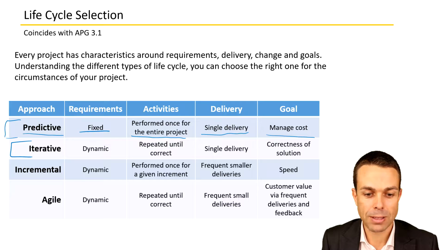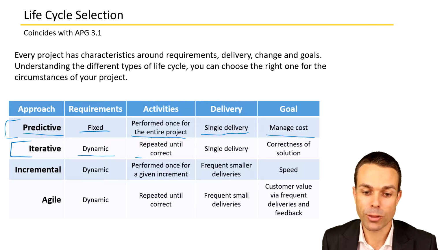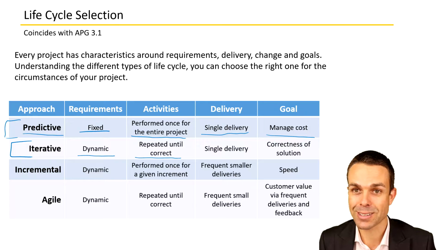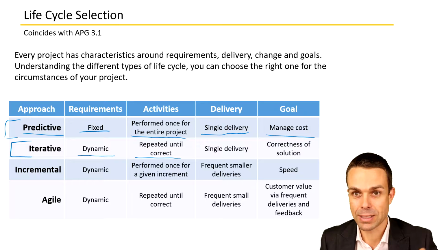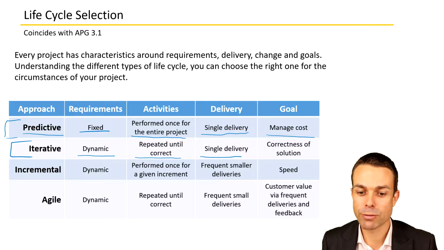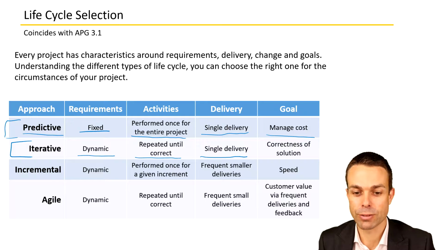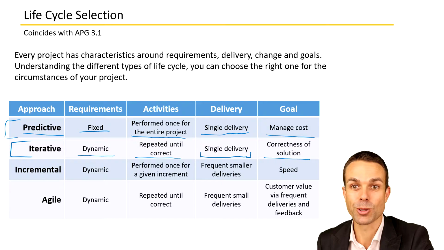First of all, the requirements are dynamic, so they will change. The activities, we repeat those activities until they're correct. So we go over them, we check them out, then we go over them to improve them, check them out again, and improve where we need to. We still have a single delivery, so we're not making frequent deliveries. It's still that single delivery, but it's just repeated until it's correct. And the goal is ultimately the correctness of the solution.